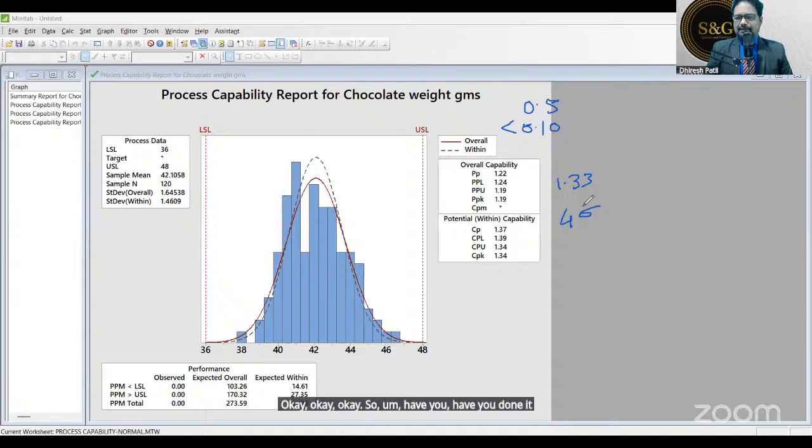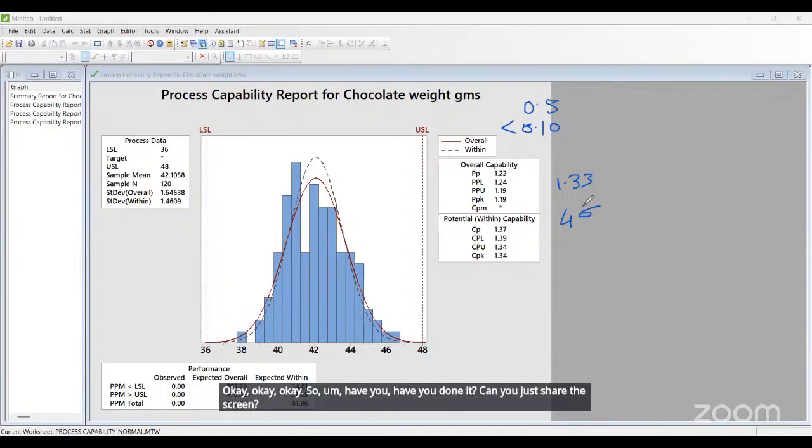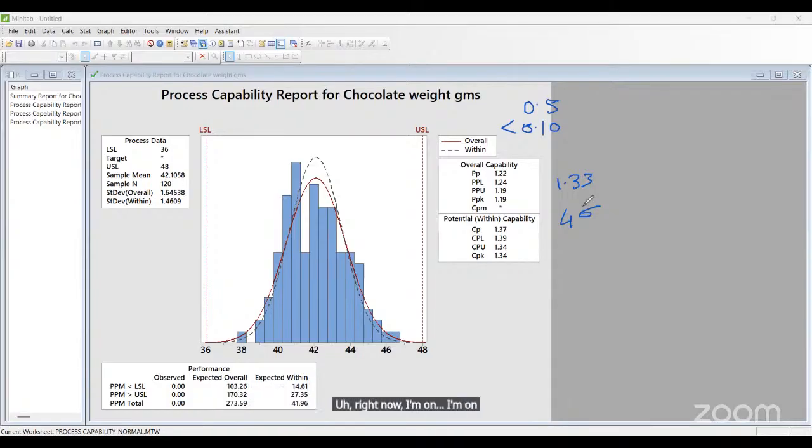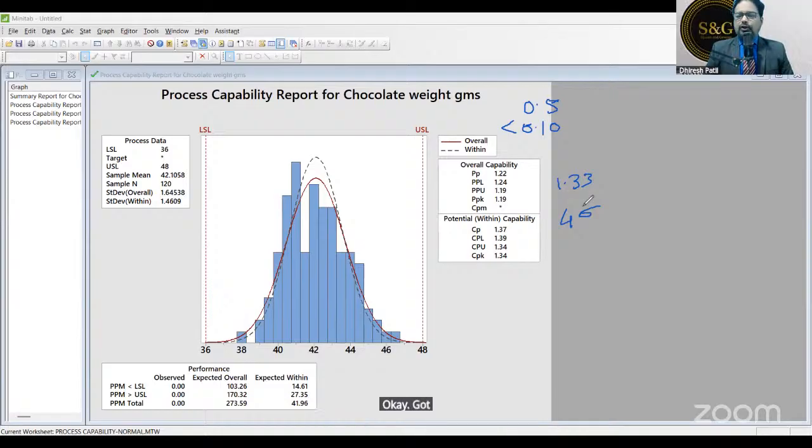Have you done it? Can you just share the screen? Right now I'm on mobile, sir, I just reached home. Got it. Maybe what you can do is, that's a good case to study.